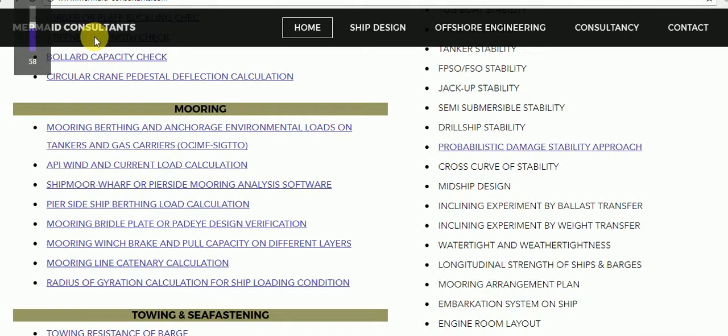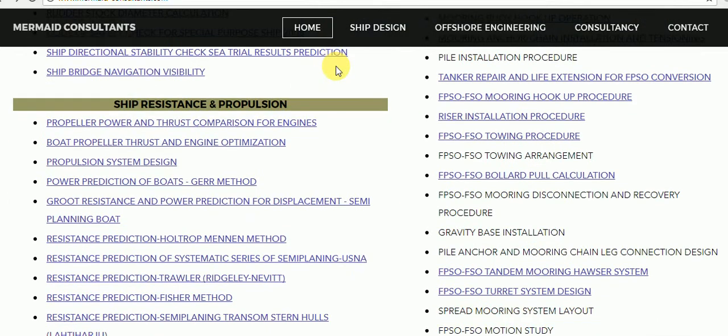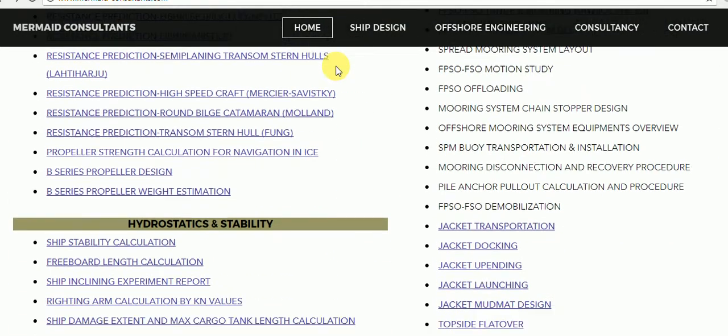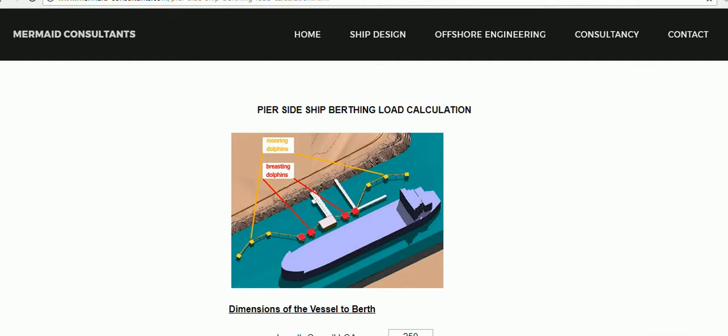Mermaid Consultants boasts many online calculators which help experts of the marine and offshore industry. Please visit www.mermaid-consultants.com. Scroll down and go to Pier side ship berthing load calculation. This calculation is very useful to check the suitability of dolphin mooring structure and fenders. All the berthing loads will be absorbed if transferred by fenders to jetty or dolphins. So it is very important to check that dolphins and fenders are strong enough to bear this load.